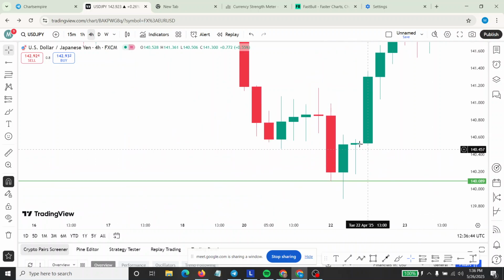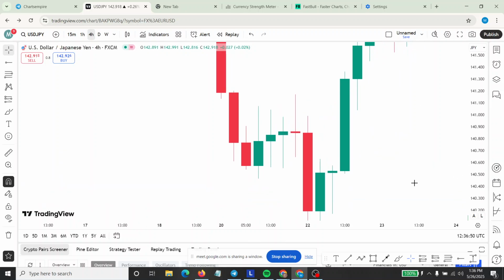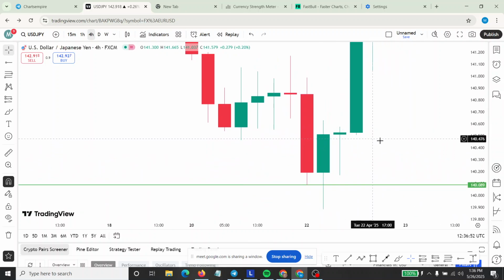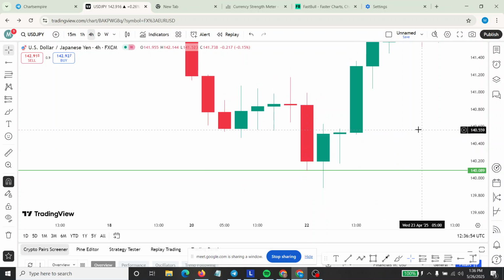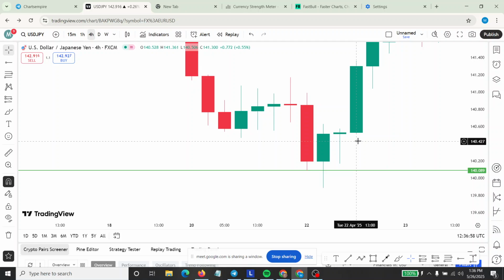Yes, because during the formation of this candle, the sellers tried to push the price down, but when this candle closes, it closes above. And it's still an indication that the buyers still want to push this price to the upside. They are rejecting this zone. It shows how strong this zone is.